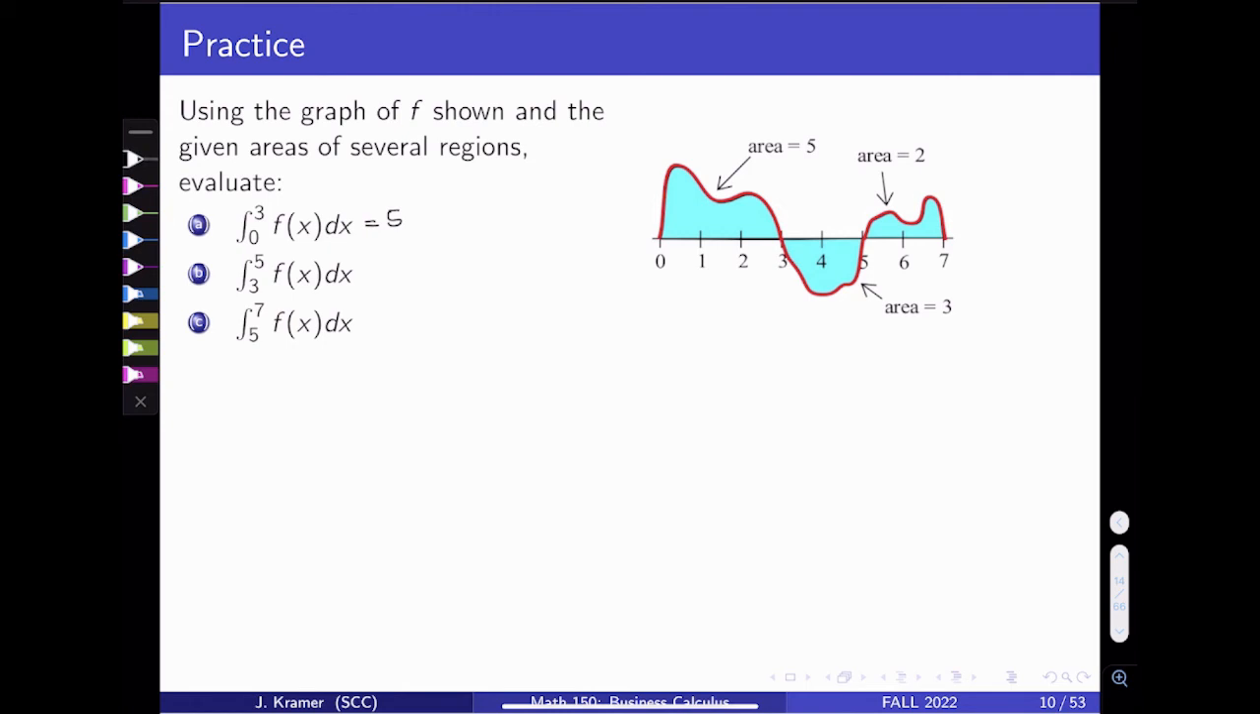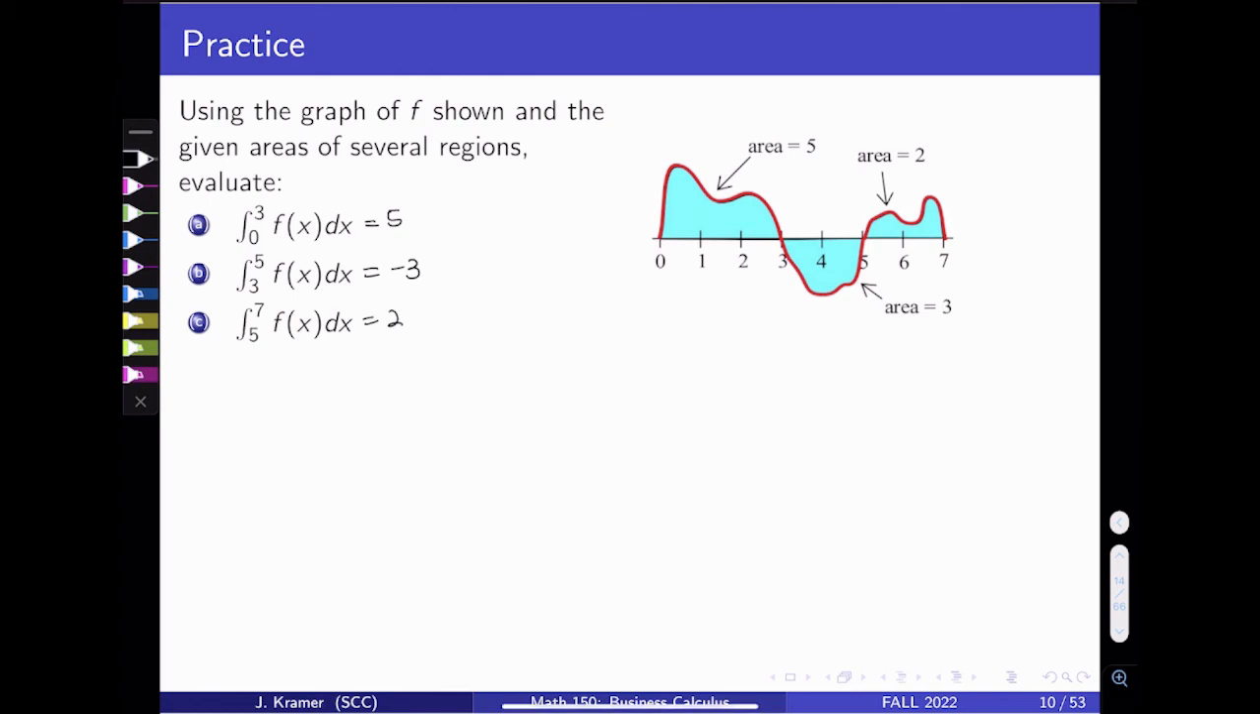Alternatively, if we look at the integral from 3 to 5 of f of x dx, we're looking at the area that's bounded between the x-axis and the curve that's now below the x-axis, and so this is going to be negative. So it's not necessarily area, but it would be negative 3. And then the integral from 5 to 7, the curve is above the x-axis, and so that will represent a positive area of 2.